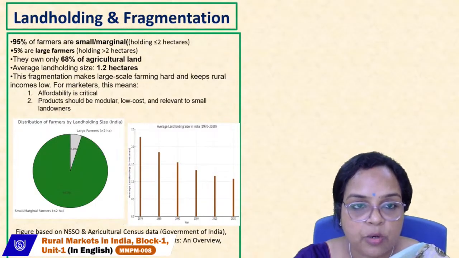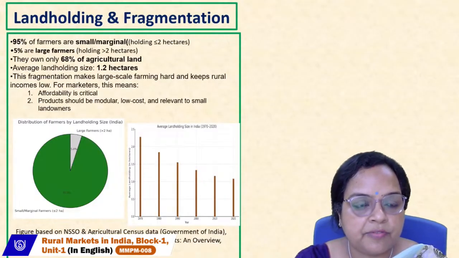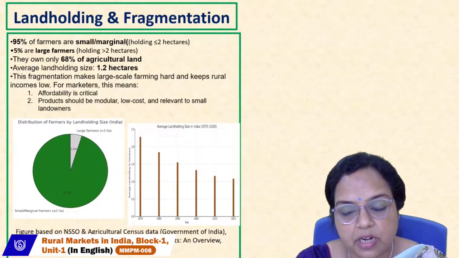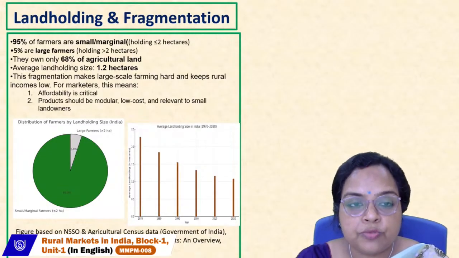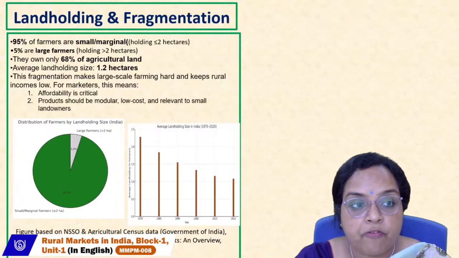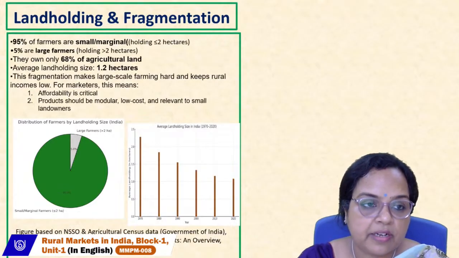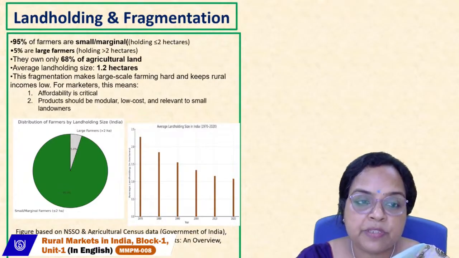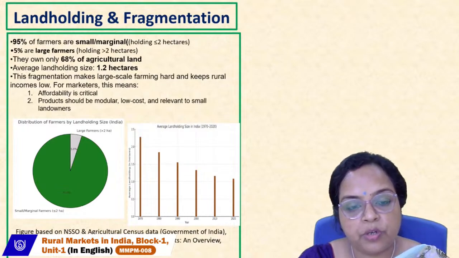Then it comes to land holding and fragmentation. Before, 95% of farmers were small or marginal. How do we calculate small and marginal? There is a cutoff: those farmers holding less than 2 hectares of land. Only 5% are large farmers having more than 2 hectares of land. They own only 68% of the agricultural land. The average land holding size is 1.2 hectares.